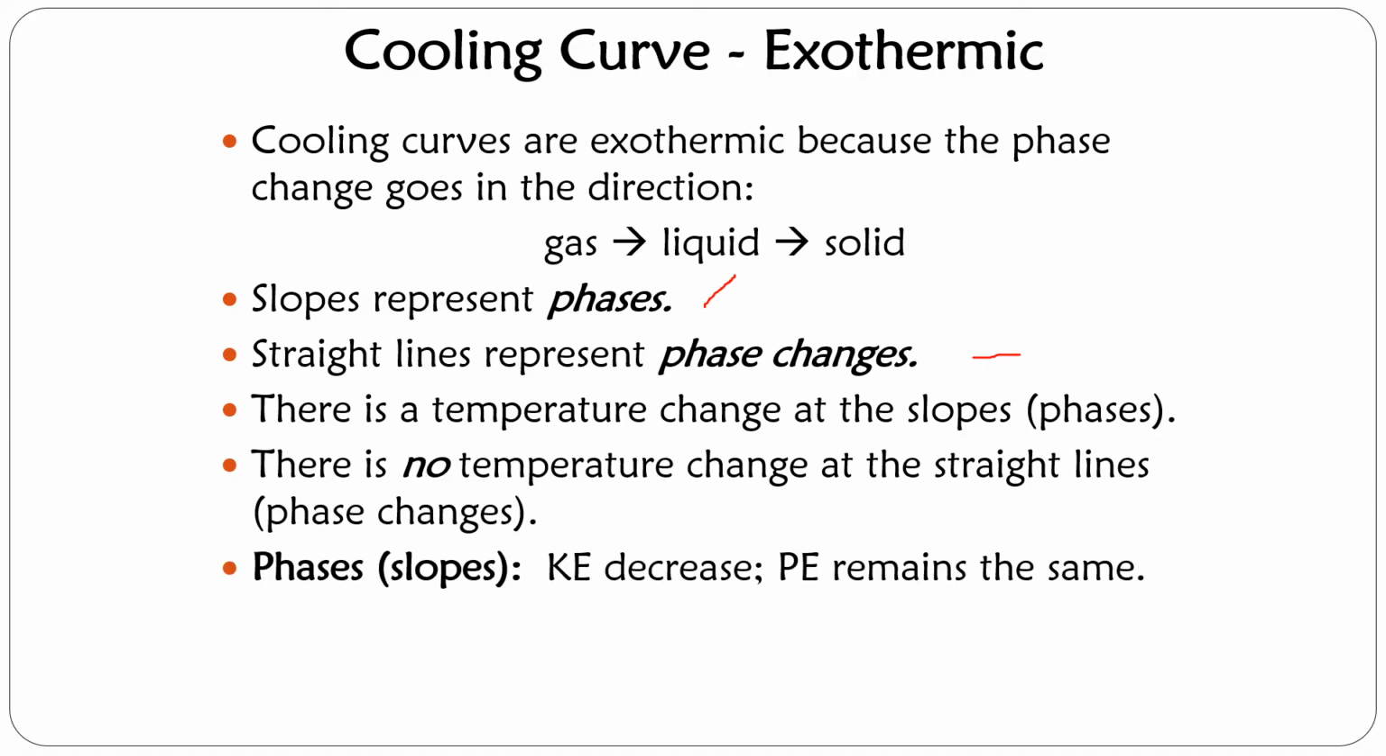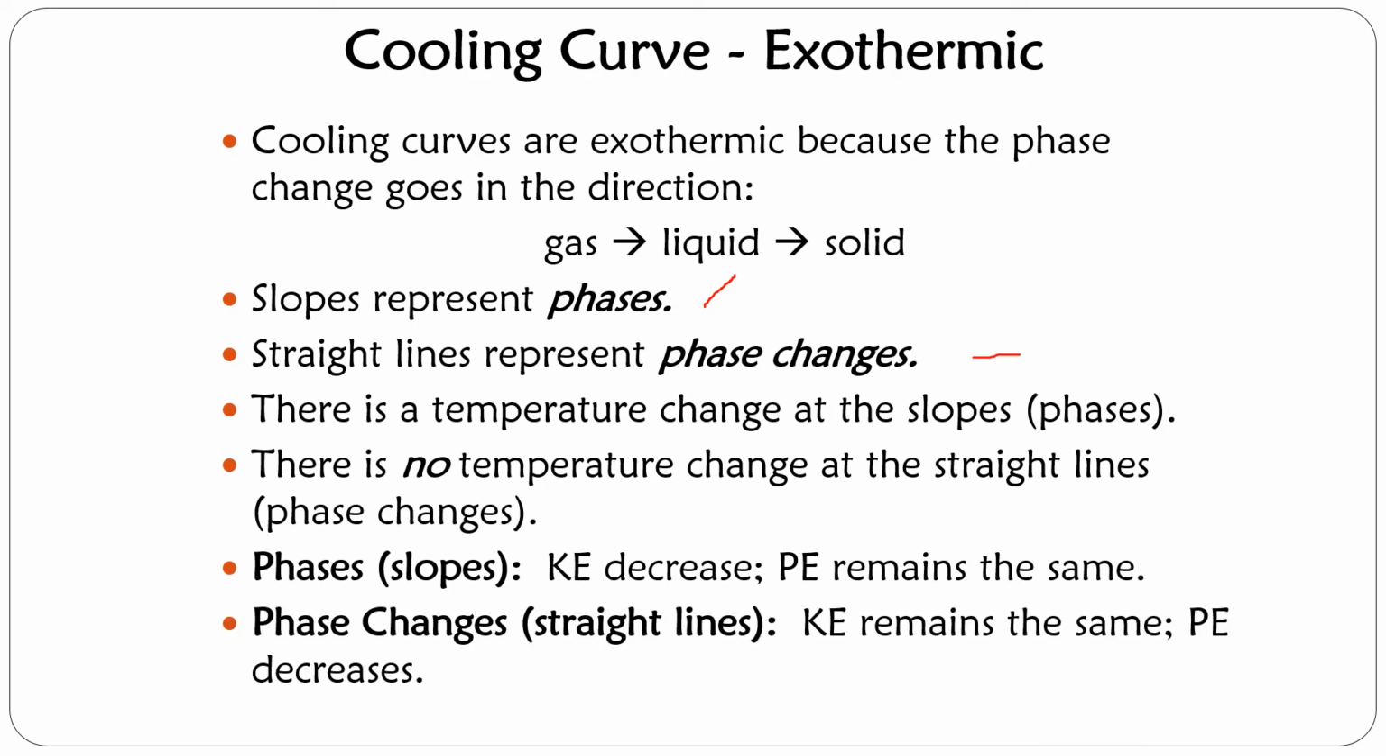So during the phases, because the temperature was decreasing, the kinetic energy was also decreasing because once again, remember, temperature is the average kinetic energy. So because the temperature was decreasing, kinetic energy was also decreasing and potential energy was remaining the same. But during the phase changes, the kinetic energy was remaining the same because temperature was the same, but the potential energy was decreasing now. So please review all of this information.